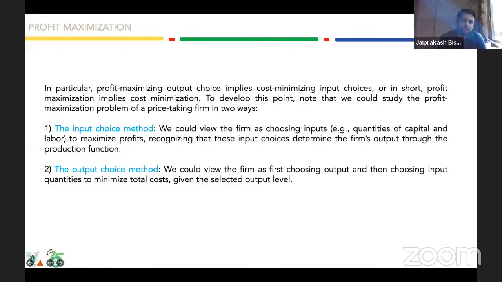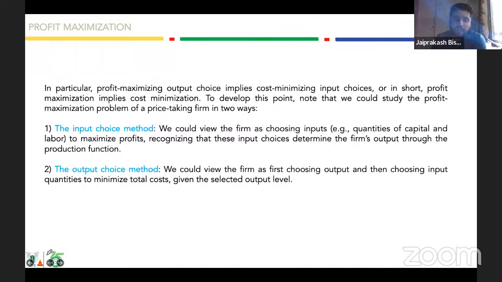In the input choice method, we assume that output remains the same, and we have to choose a different combination of inputs to produce a given level of output. Sorry, in the input choice method, we choose inputs and then we decide how much output we can produce. But in the output choice method, we first choose output and then choose inputs to minimize total cost.